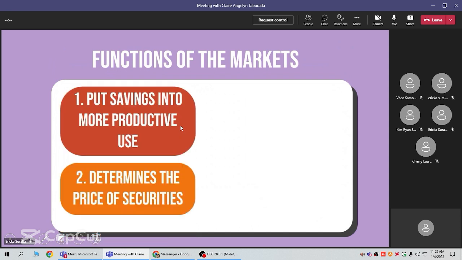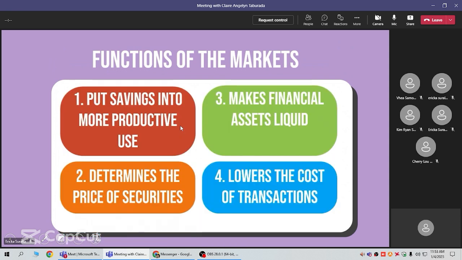So the next one is functions of the markets. The role of the financial market in the success and strength of an economy cannot be underestimated. Here are the four important functions of financial market. Number one is put savings into more productive use.